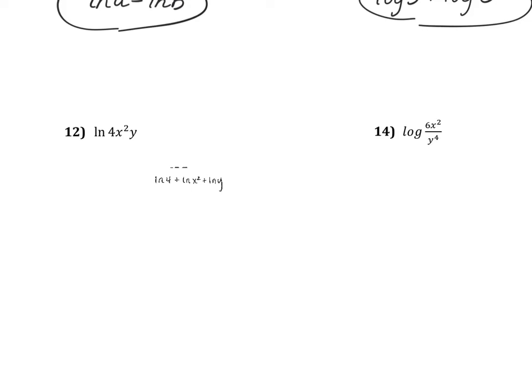But then there's one more rule you have to follow. And what is that? What do we have to do with this too? Goes out front. So then your final answer for this problem would be natural log 4 plus 2 natural log x plus natural log y. And then that one's all set.